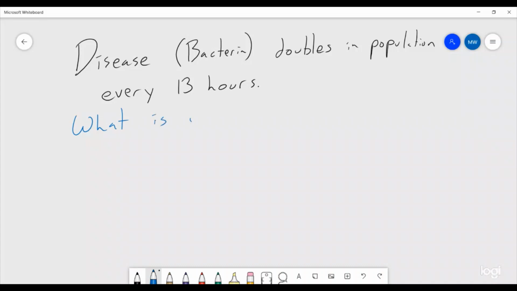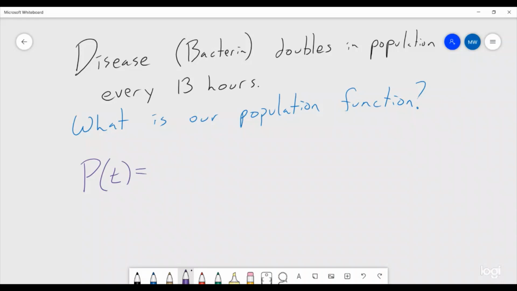What is our population function? How would we find that? Well, this is the same sort of thing as we would have with our exponential growth and decay problems. We would say we have some population, so population in terms of time. Oh, we needed some starting amount. Population function, and we know that at t equals 0, there are 100 bacteria.